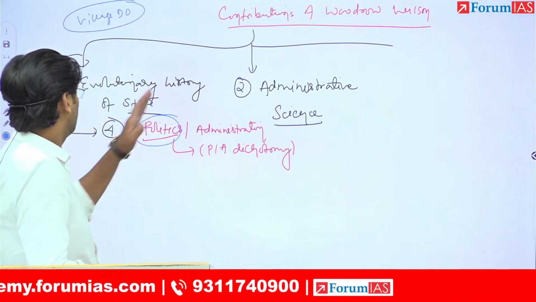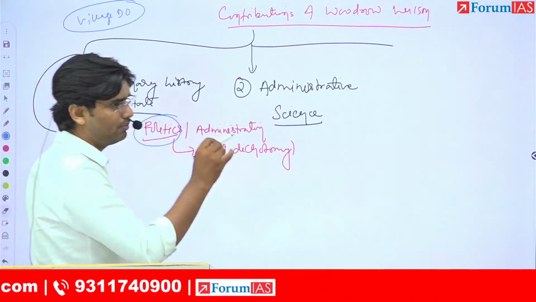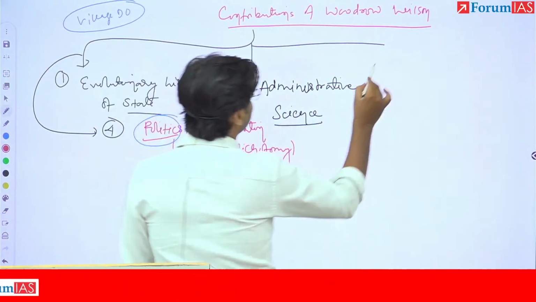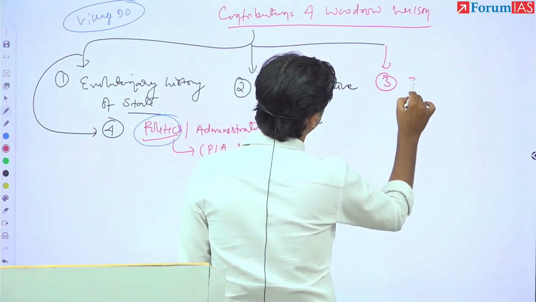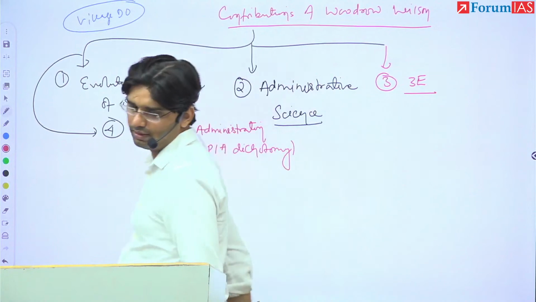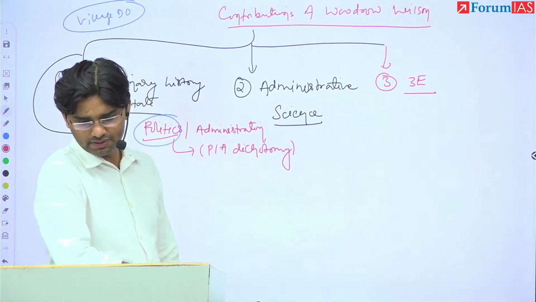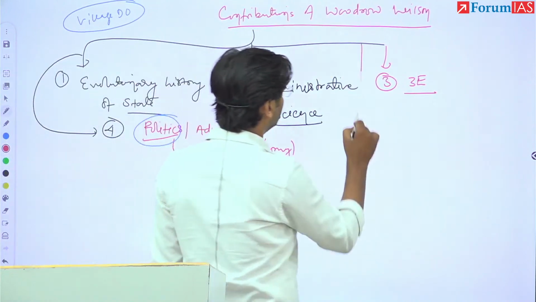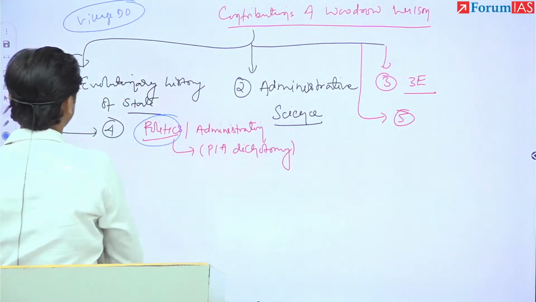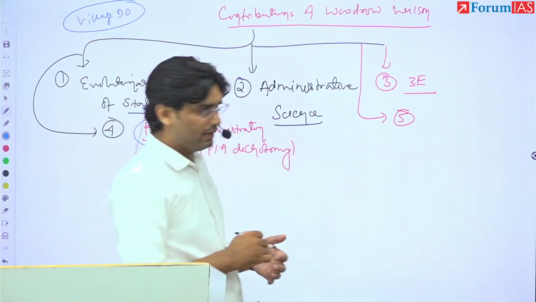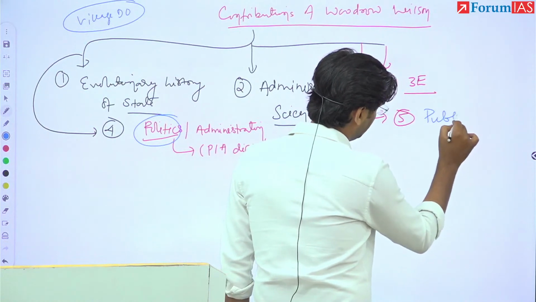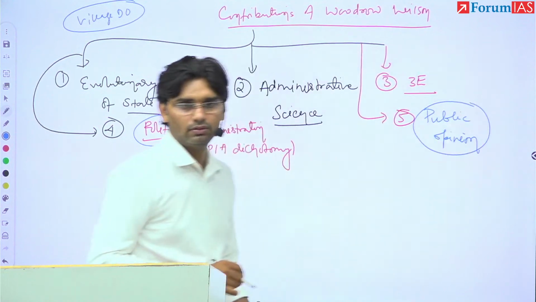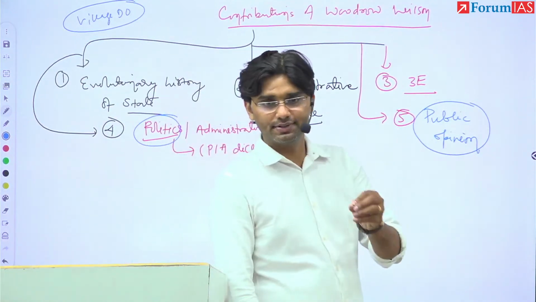Number 2 was administrative science. Number 3, I told you why he wanted to study that. Influenced by Charles Darwin, he wanted to make administration economical, efficient as well as effective. Then the politics-administration dichotomy. Number 5, I think I forgot to tell you, public opinion: the relation between administration and public opinion.